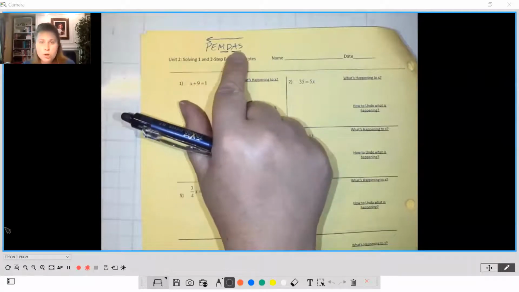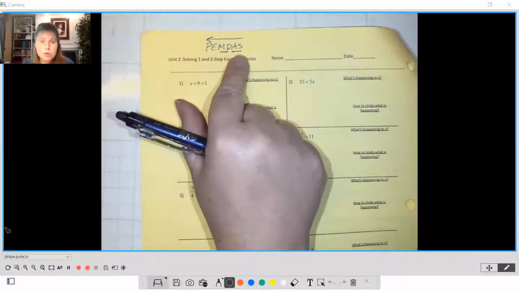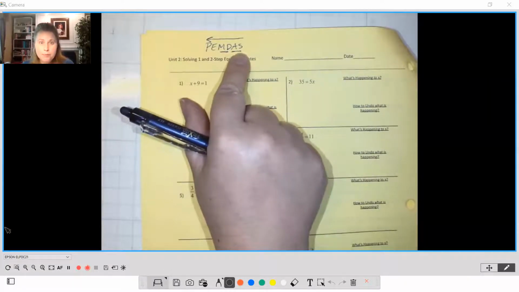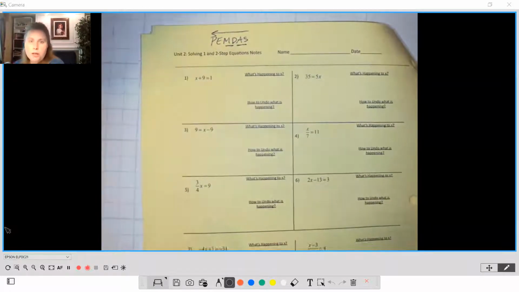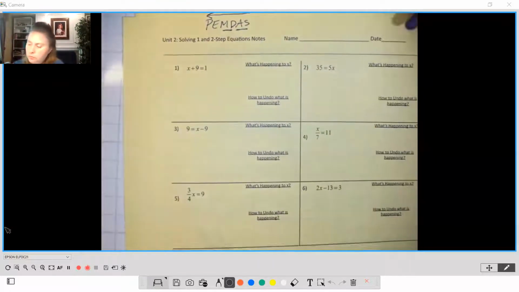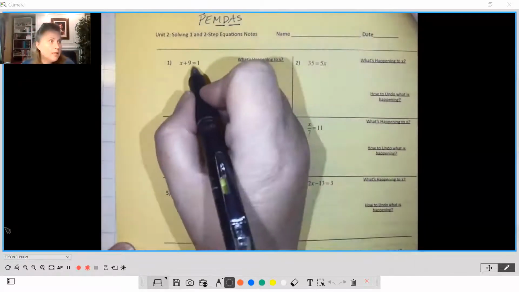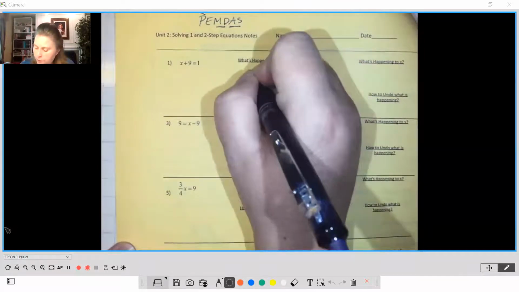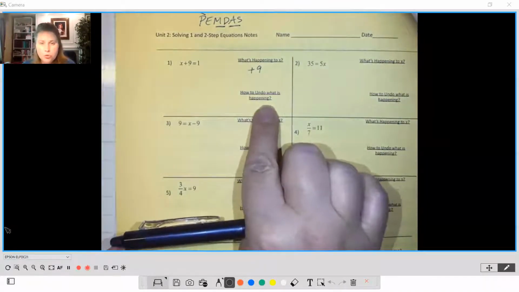Okay, so the first thing we're going to do, we're not going to do parentheses and exponents, multiply, divide, then add, subtract. We're going to start with the adding and subtracting. Okay, so let's ask ourselves this question here. I'm going to zoom in a little bit more. Okay, so what is happening to x? It is having 9 added to it. Okay, what is the inverse operation? How do we undo that add 9?